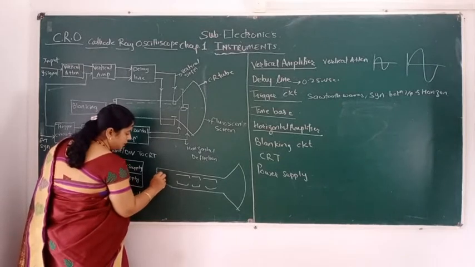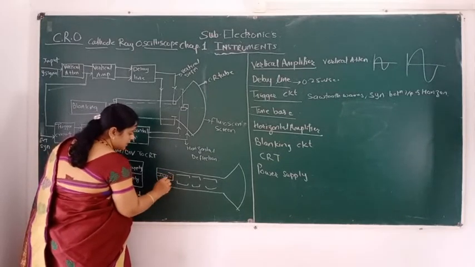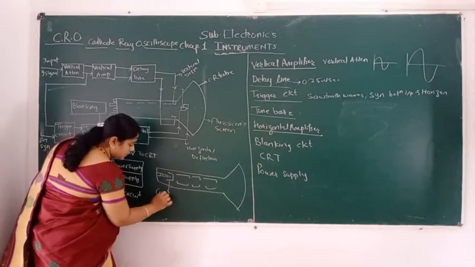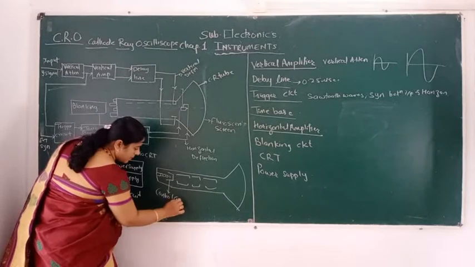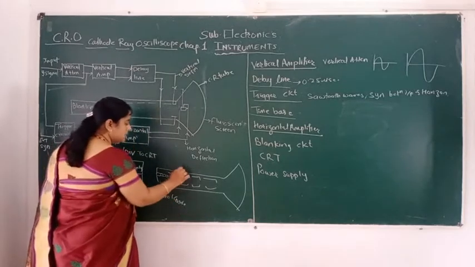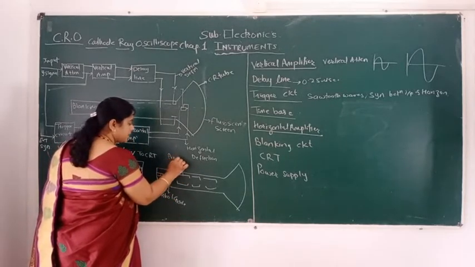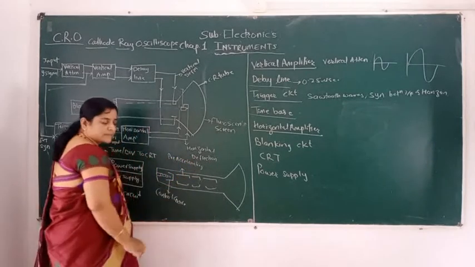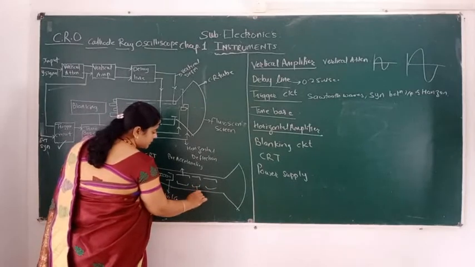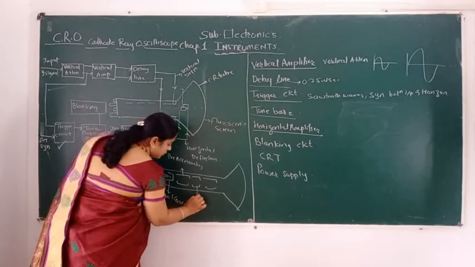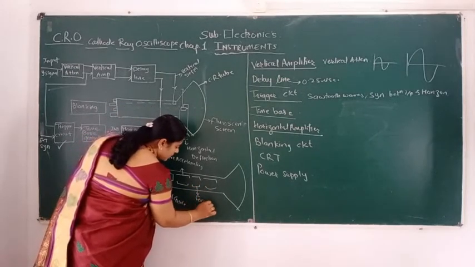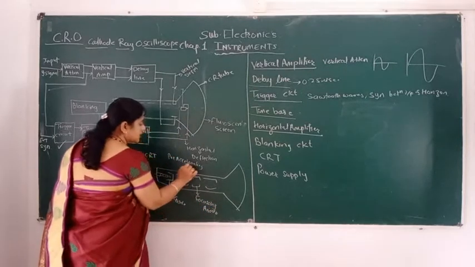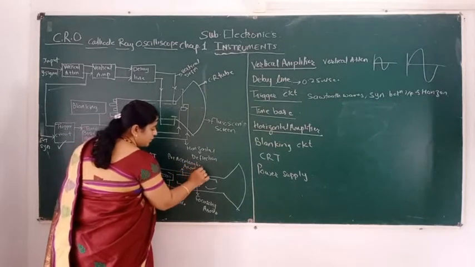one filament, isn't it? Control grid is there. This is what? Control grid. This is pre-accelerating anode, isn't it? And this is the what? Focusing anode. This is the pre-accelerating anode and the focusing anode.